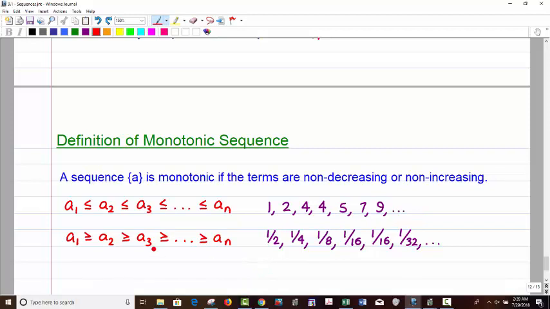And the next one, they're going downward, getting smaller, 1/2, 1/4, 1/8. Here's a pair that's the same, that's okay, 1/16, 1/16, nothing wrong with that. And then we have 1/32, and there we go. So, all right, that concludes this video on sequences.